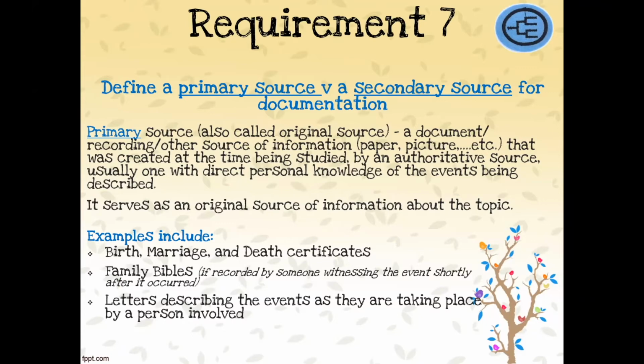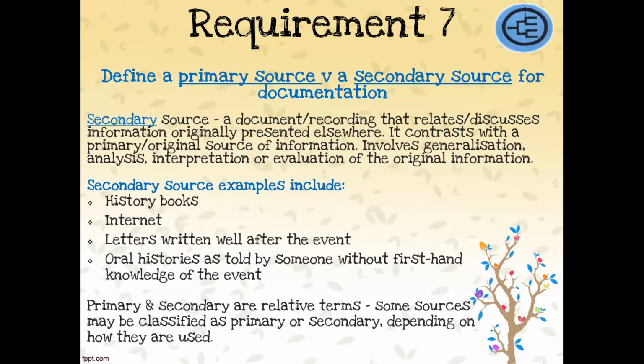The person involved actually wrote it. So those are primary sources. With that in mind, a secondary source relates to something that happened, but it wasn't firsthand, so to speak. Somebody else is writing about it, they're generalizing, analyzing, and interpreting the information that was found.